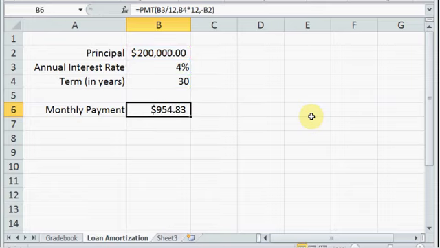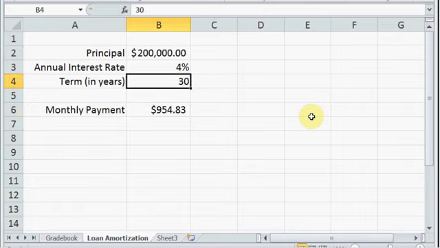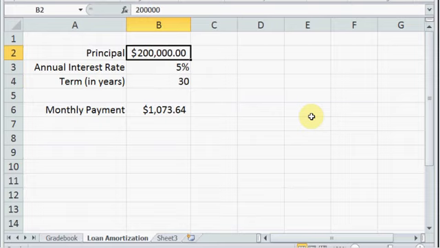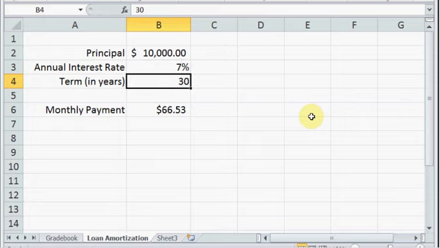It's $954. Let's play with some things here. Let's see what happens if I have an interest rate of 5% instead of 4%. See, my monthly payment went up by almost $100. Or let's move this to maybe more of a new car. Suppose I buy a new car and it's $10,000, and let's say I'm getting 7% interest. And then for my term, usually car loans are closer to 5 years. So there's my monthly payment for that particular car.